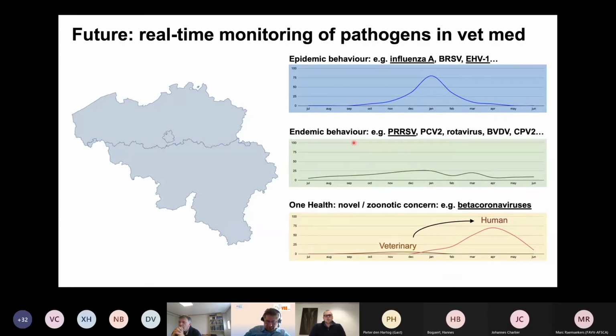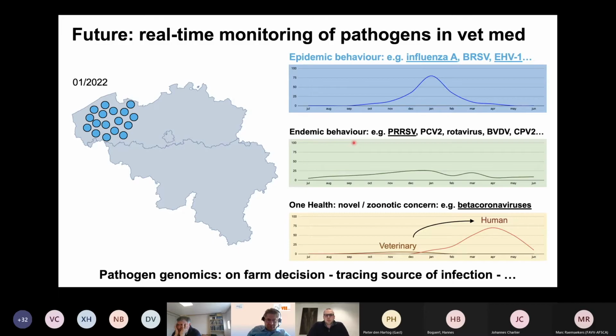Now, how this should evolve in the future is that it should be possible to give a real-time overview of the pathogens that are circulating in veterinary medicine. And I think we need to distinguish the pathogens with an epidemic behavior, endemic behavior, and then also maybe the ones that are circulating there, but maybe have a potential zoonotic concern. And first, I will focus on the pathogens with a typical epidemic behavior. And I think I will give you an overview.